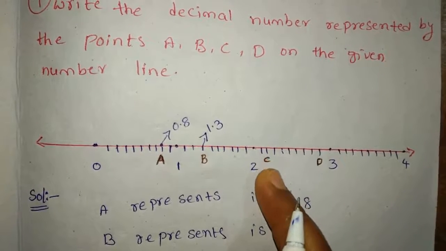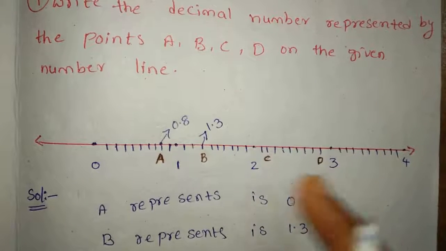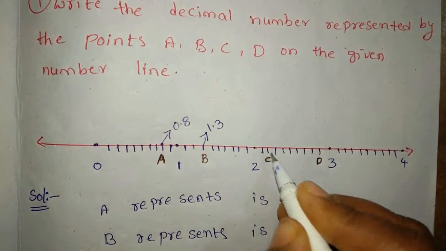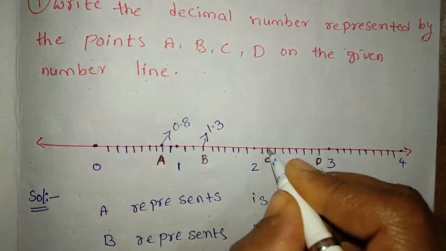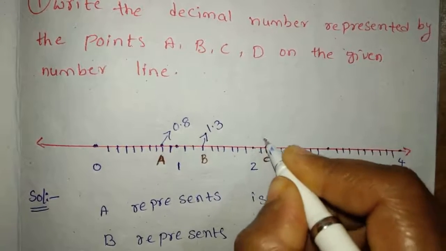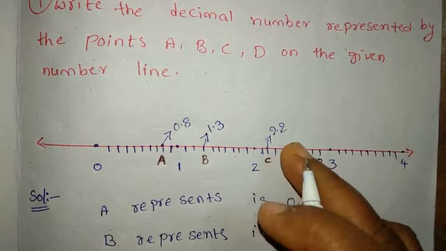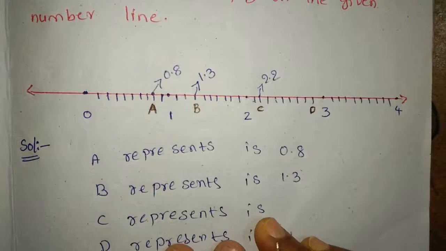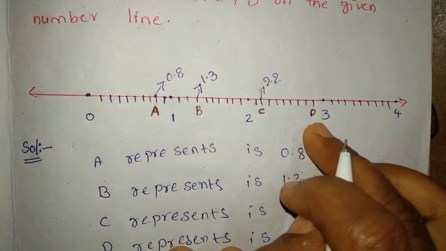Now the next one, C. Here C lies between 2 and 3. The C part is 1, 2. So out of 10 equal parts, the second part is C. So this represents 2.2. C represents 2.2.